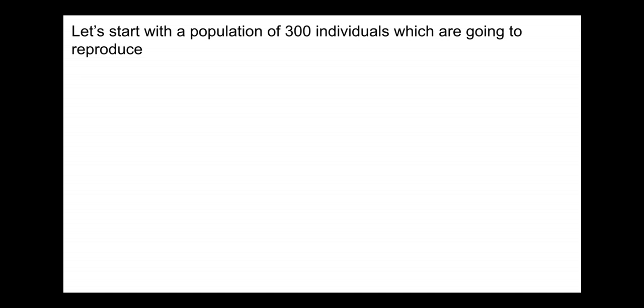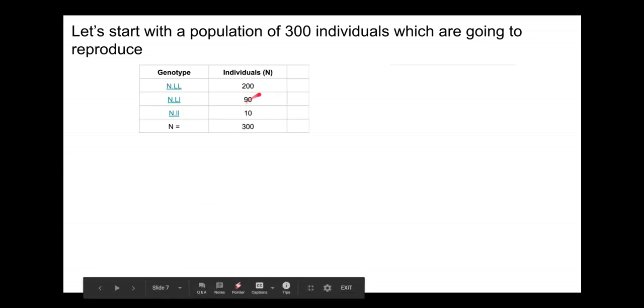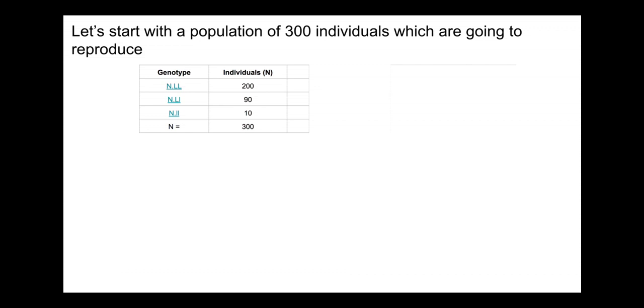So let's start off with a population of 300 individuals, which are going to reproduce. We'll have 200 big L homozygotes. This example is a little different than previous ones in this series of videos, so the numbers are a little different. But we have 200 big L individuals, homozygous dominants, 90 big L heterozygotes, and 10 little l homozygous recessives, for a total of 300 individuals.